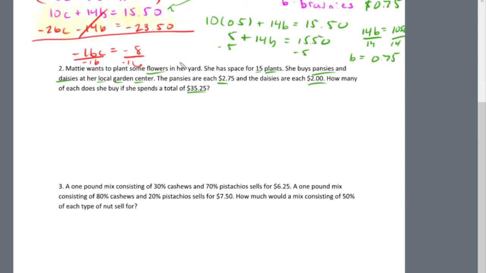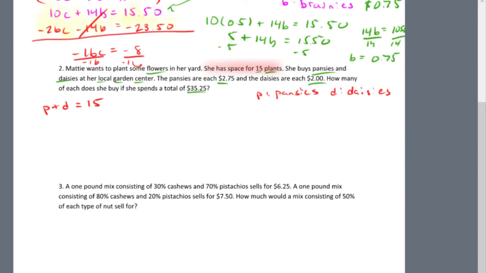Now, breaking down the problem, you need to look for things that could resemble equations. The first one is this one here, space for 15 plants. There are only 2 types of plants that Maddie's going to buy, and they are pansies and daisies. So if she has room for 15 of those plants, and we let P equal pansies and D equal daisies, then if you added the pansies plus the daisies, you would get 15 plants. That's all she has room for, right? So that's where that equation comes from.